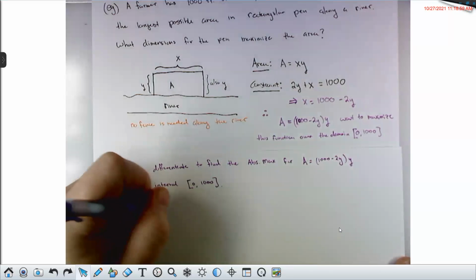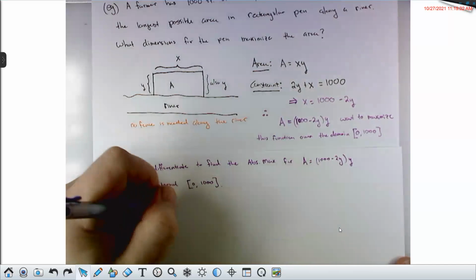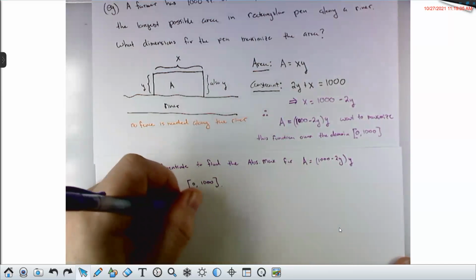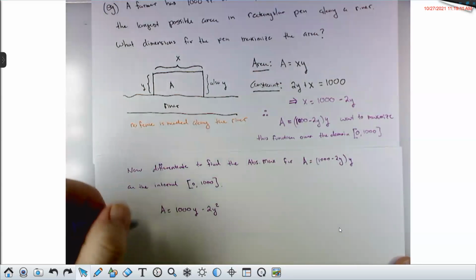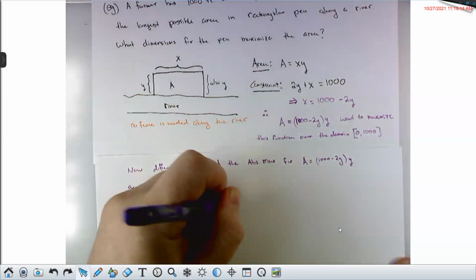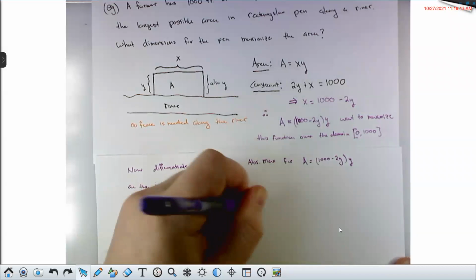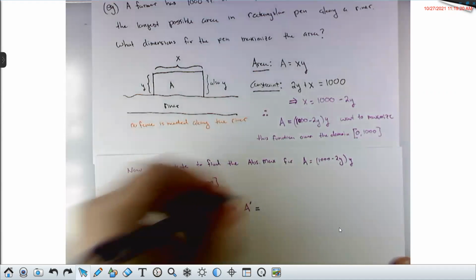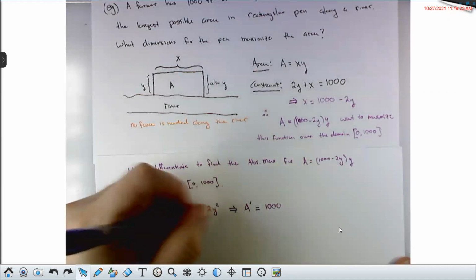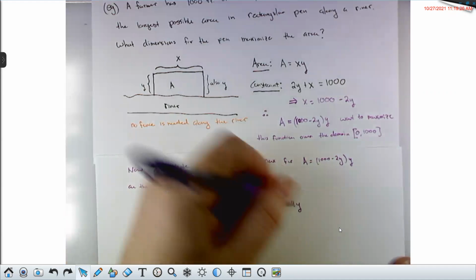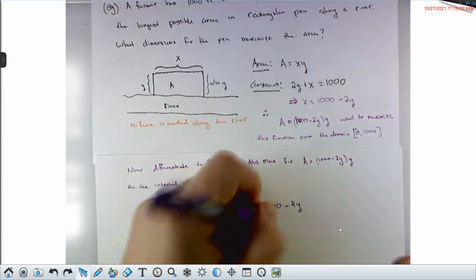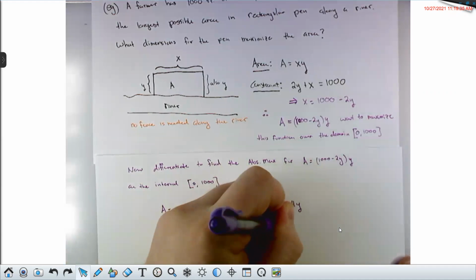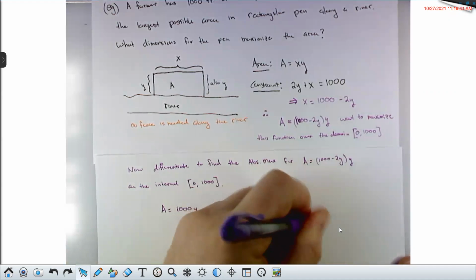I think it's useful to expand out this function first. A can be rewritten as 1000y minus 2y squared. So A prime would be 1000 minus 4y. And I can factor out a 4, and I get 4 times 250 minus y.